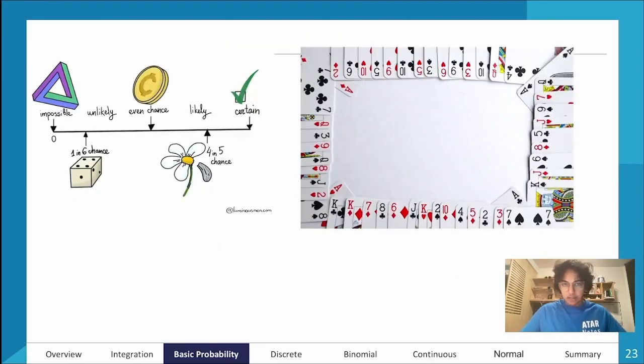This is just displayed on a scale. 0 is impossible, 1 is certain. These are just general terms that you don't really need to know, but I think it's a good way to describe what's happening in an intuitive sense.